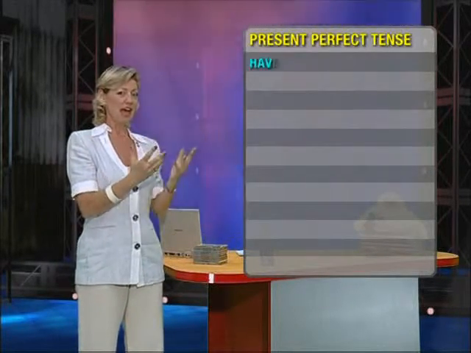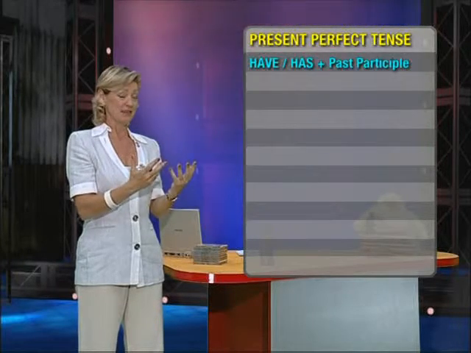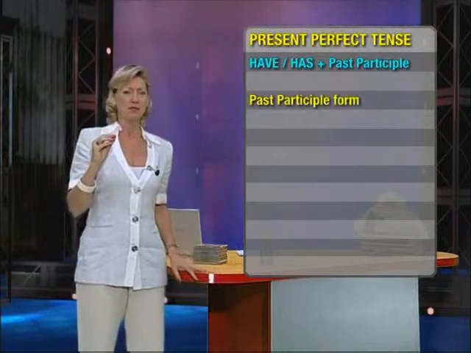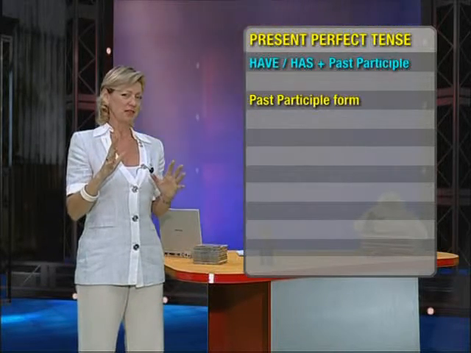Now, these are all examples of the present perfect tense, a very important tense in English, which I want to look at with you now. At the moment, we want to look just at the construction of the present perfect. As you heard from the examples, I was using the auxiliary have and has, followed by what we call the past participle. Now, let me just explain the past participle.